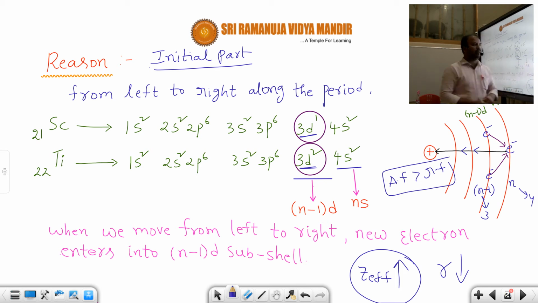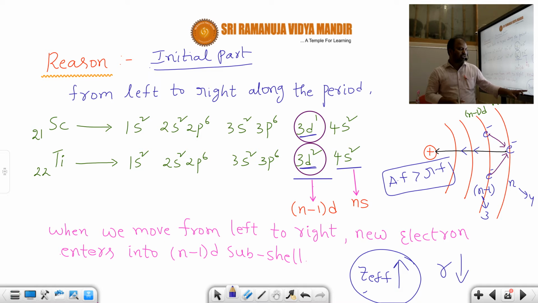In the initial part, what will happen? Compared with repulsive forces, attraction forces are more. When the attraction forces are more, effective nuclear charge is more. When the effective nuclear charge is more, atomic radius decreases. That's why this trend occurs from scandium up to manganese: effective nuclear charge increases, radius decreases. But don't forget, inner electrons are there, and they create a repulsion on the outermost electron. But compared with repulsive forces, attractive forces predominate. That's why we should consider only attractive forces in the initial part.